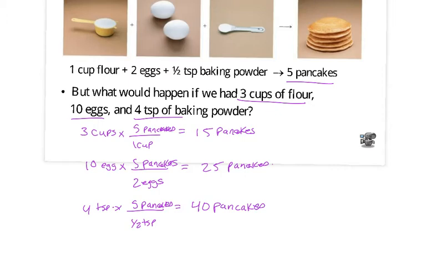However, these ingredients must go together in order to make pancakes. So if I have a limiting reactant, then no matter how much extra I have of the other reactants, I still will not be able to make any more. So here you see my limiting ingredient gives 15 pancakes. I can't make 25 pancakes, I can't make 40 pancakes because I've run out of flour. So flour is my limiting reactant.